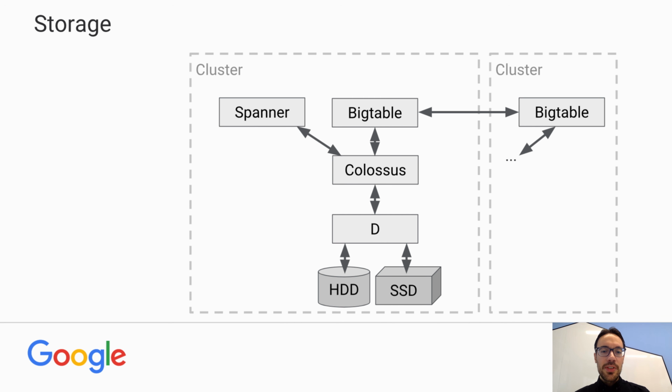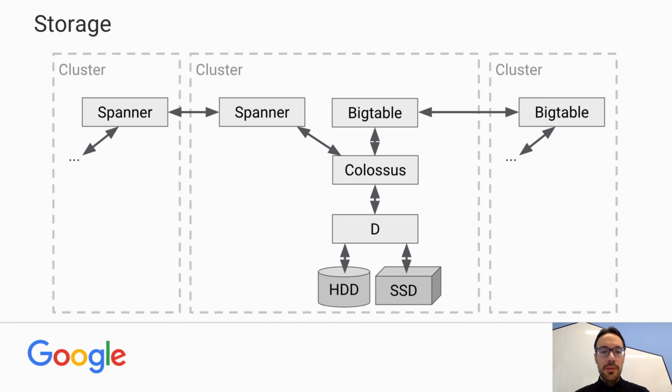Spanner is another storage system that works on top of Colossus. It offers consistency across the world. Plus, there's plenty of other storage options built on top of Bigtable, Colossus, and Spanner.